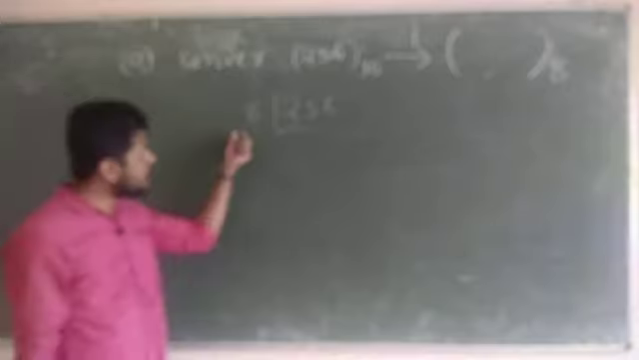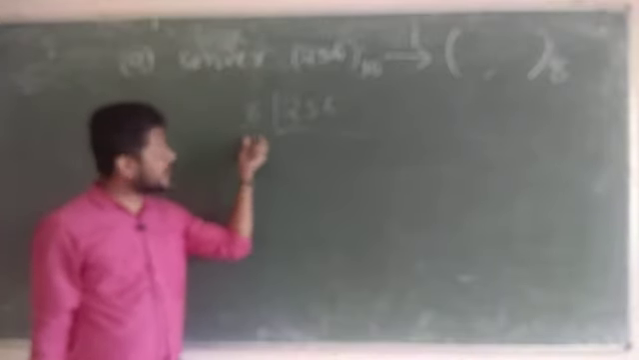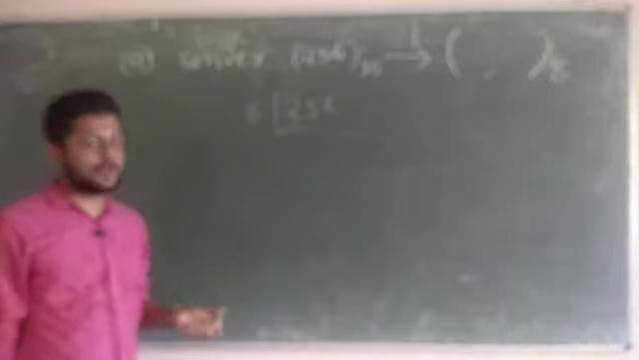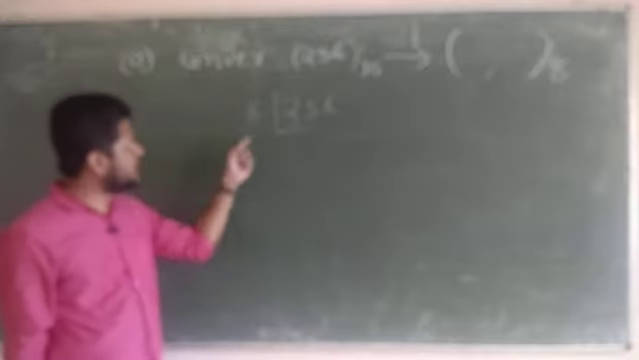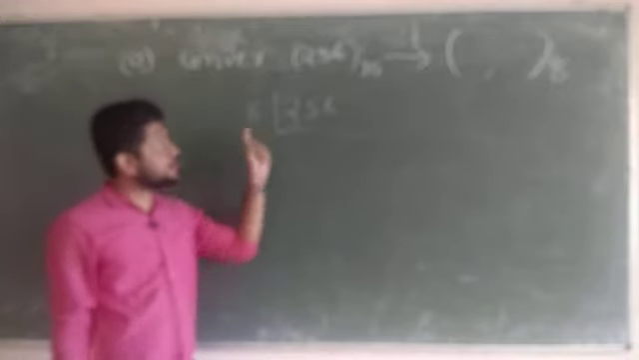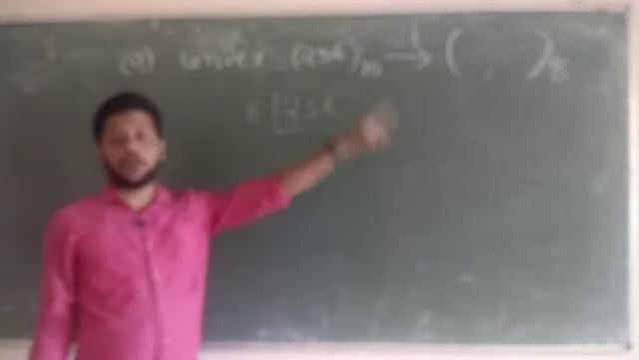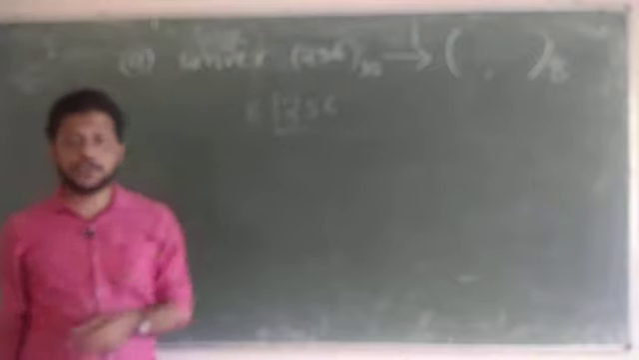Divide with what? Divide with the base 8. Why base 8? Why am I writing 8 here? Because you want to convert the decimal number into octal.